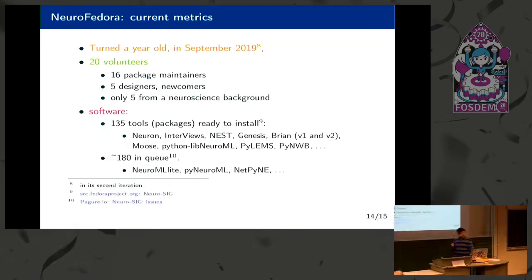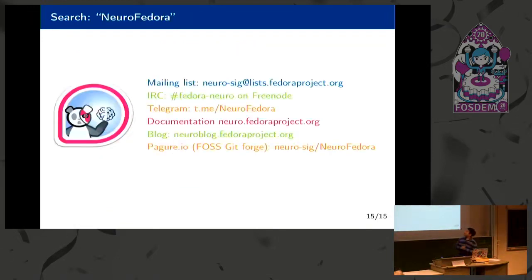So I guess that's it. This is the current slide. I mean, you can search us on Google. We have a mailing list over here as well. We have an IRC channel, a Telegram channel as well. Our documentation is present at neuro.fedoraproject.org. We have a blog as well. Please do have a look at it. That's it for me.